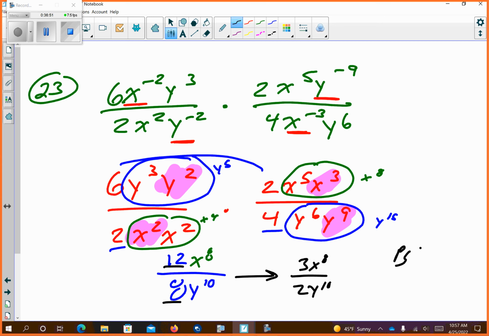Page 185, 186. Make sure it's all done. We did the odds, which is good.